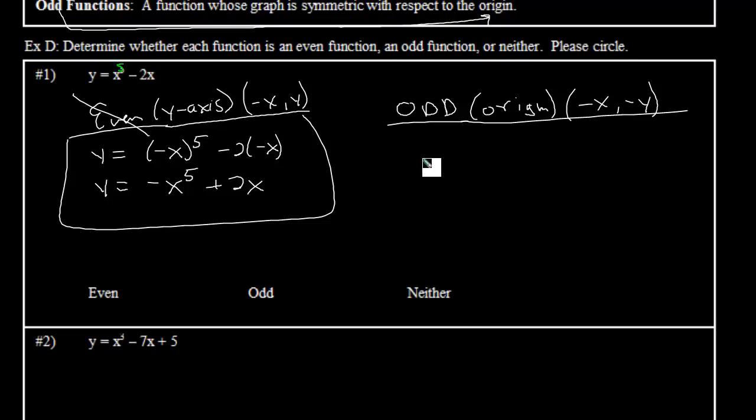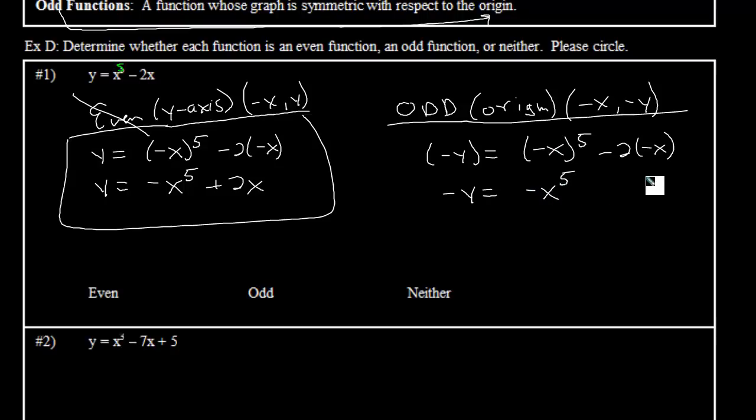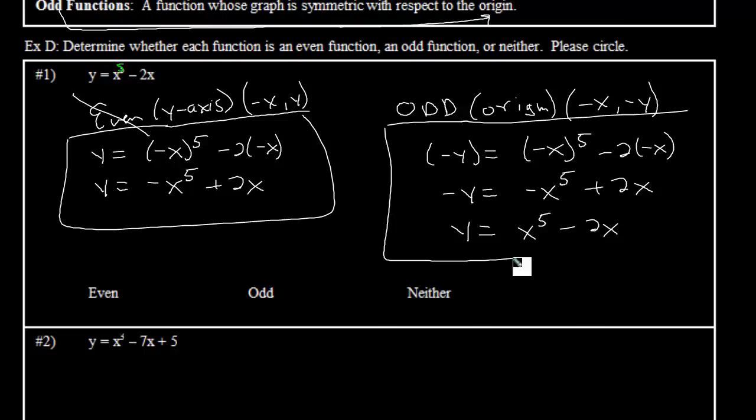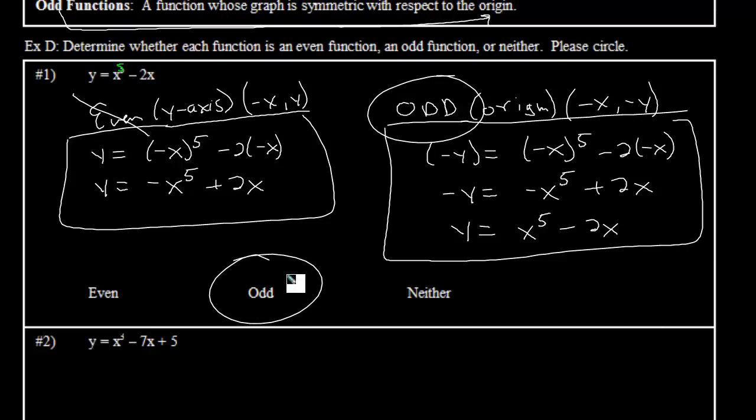Appreciate it. So origin here, we switch the y to a negative, we switch the x to a negative. Negative y is negative y. Negative x to the 5th is an x to the 5th negative. Subtracting 2 times a negative x is a positive 2x. If you get y by itself, you multiply each term by negative 1. And this gives you the same as the original. Therefore, this function is odd.